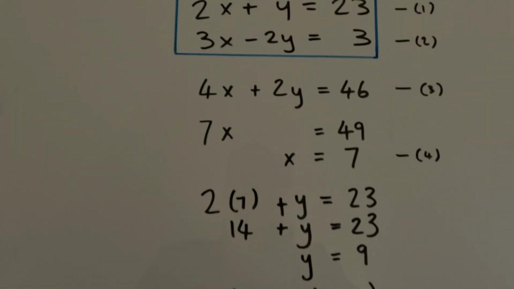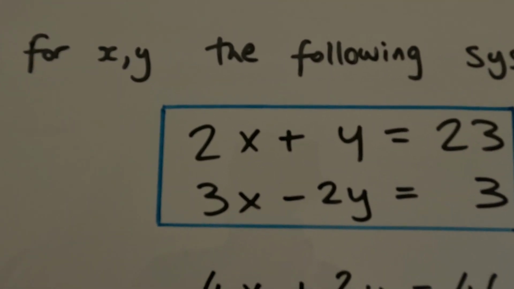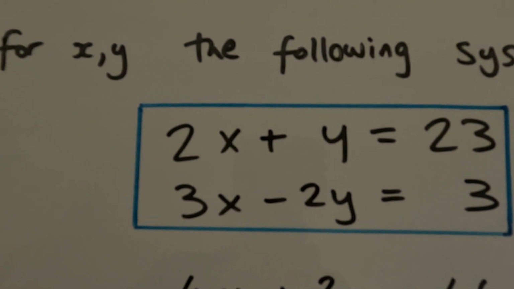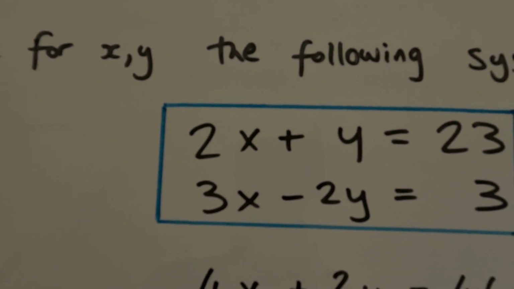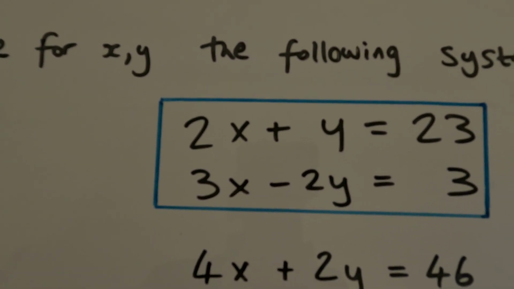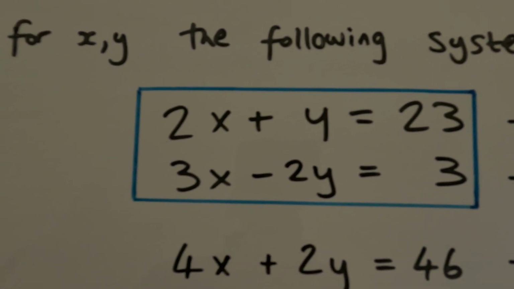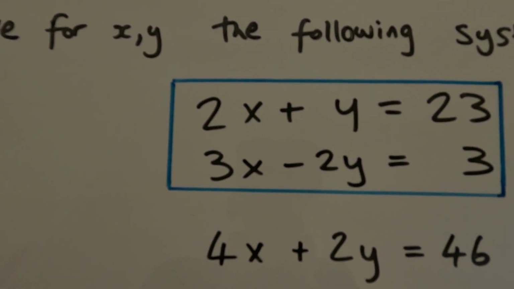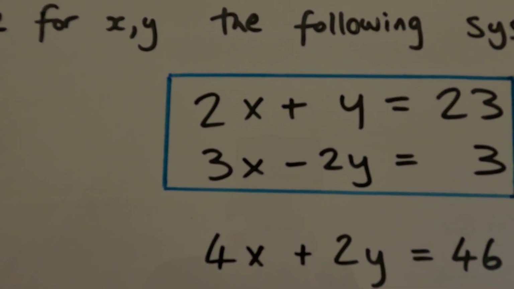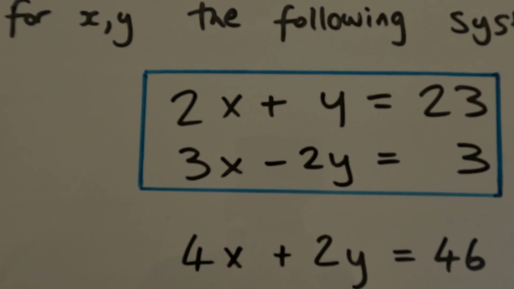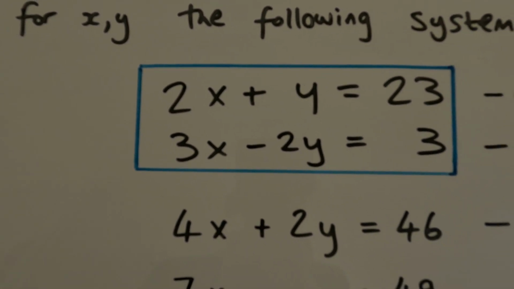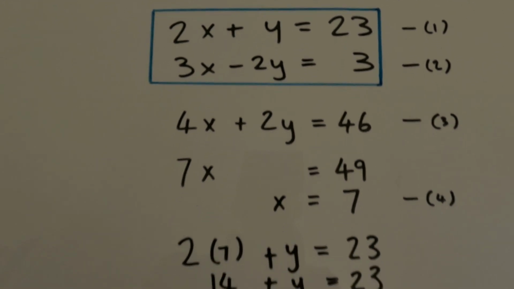And you can just go and check it. Plug 7 in for x and 9 in for y. So 2 times 7 is 16. Sorry, 2 times 7 is 14. Plus 9 is 23, so that checks out. 3 times 7 is 21, minus 2 times 9 is 18, so 21 minus 18 is 3. So that all checks out.